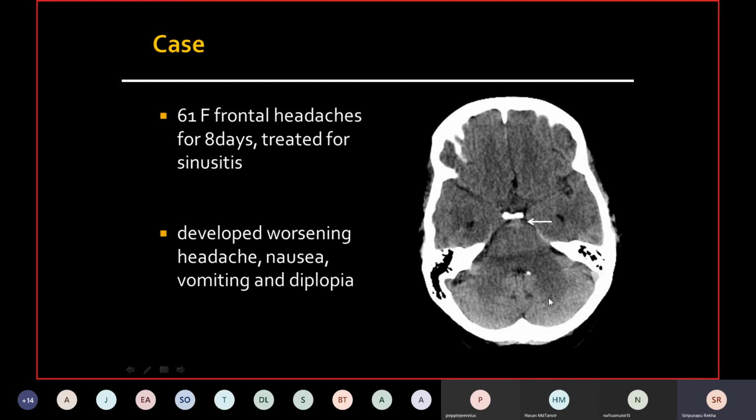So she gets a CT scan, and what the CT shows here is hemorrhage within the prepontine cistern. And what would you do next? I think I'm running out of time as usual, so I need to speed it up a bit, but we're almost there. So what would you do next?